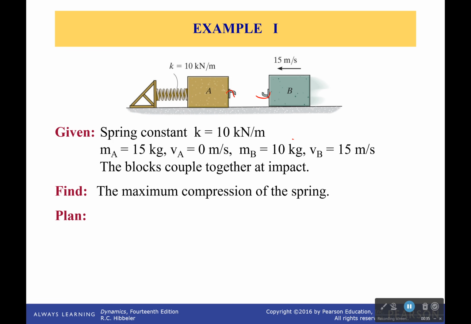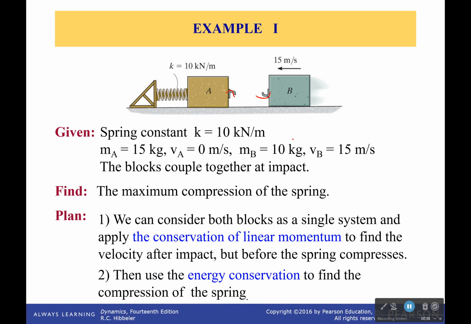So, how are we going to solve this? Well, I'll give you a plan. I'm going to let you try this one on your own. You've learned about the conservation of linear impulse momentum. I figure the conservation of momentum is close enough to that you should have a good idea of how to solve this. So, what you're going to do is use the conservation of linear momentum to solve for that initial velocity after impact. We're saying after impact, but before the spring compresses, so it's like the instant that it touches. And then you're going to use your energy conservation to find the compression of the spring.